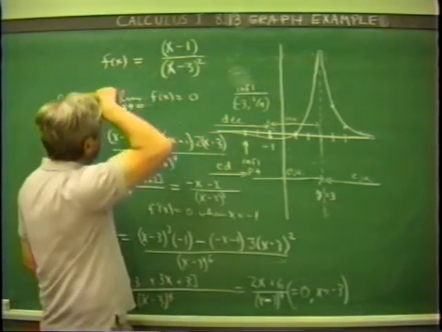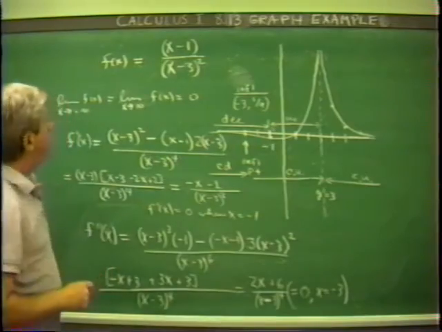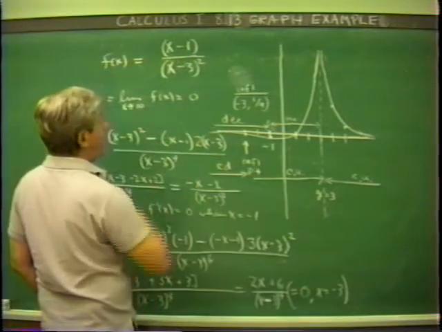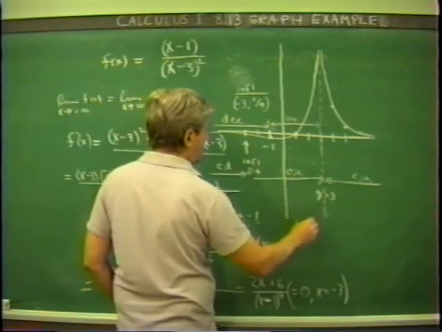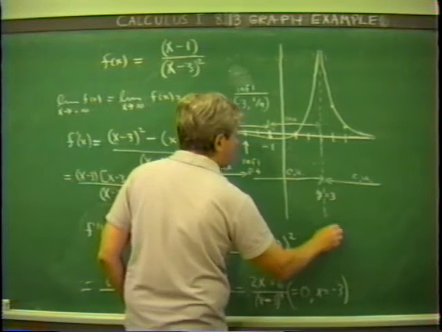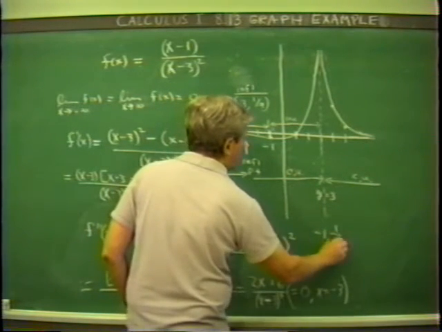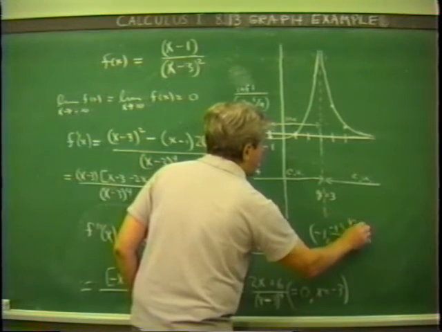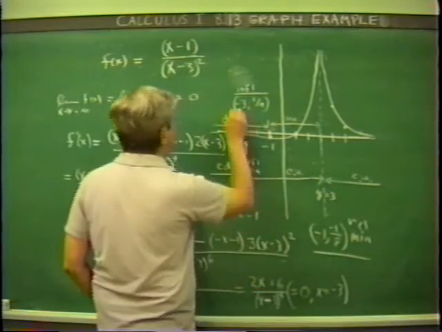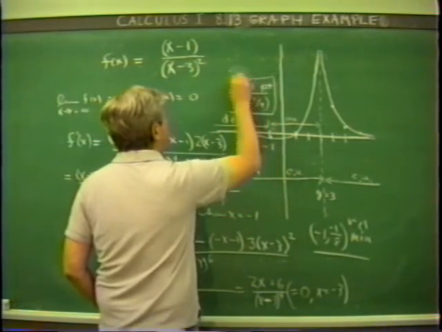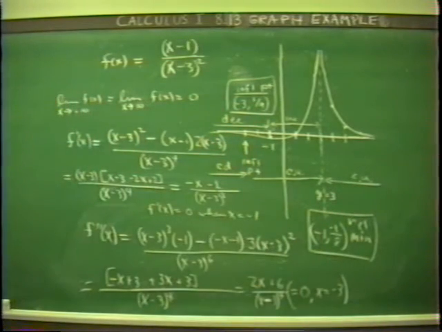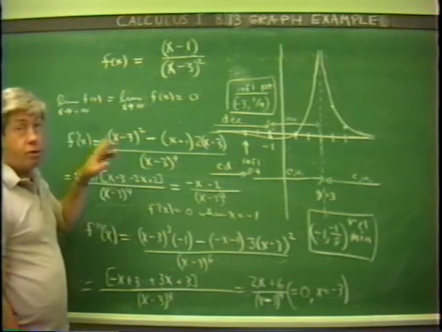This is an inflection point, and we discovered that at x = -1 and x = -2, over 16, or 1/8. The point (-1, -1/8) is the minimum, a relative minimum. So there's an inflection point, and there's the relative minimum.